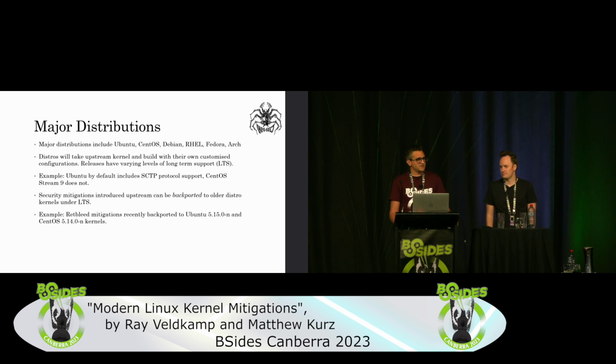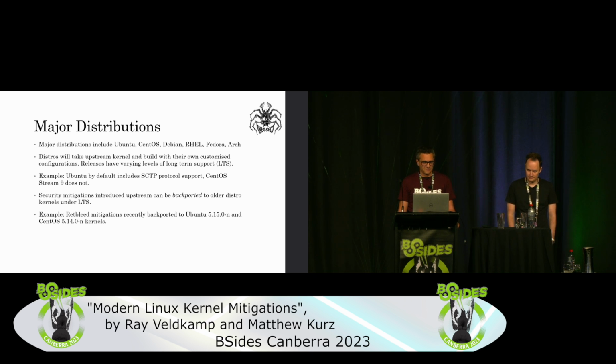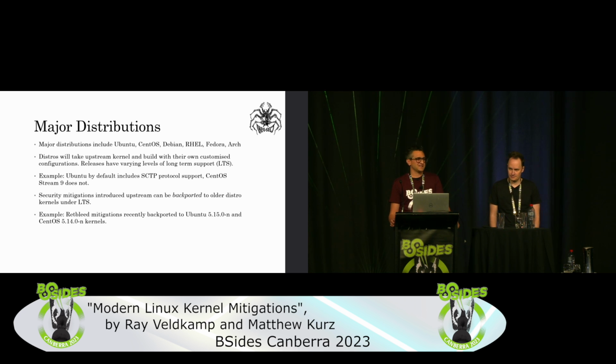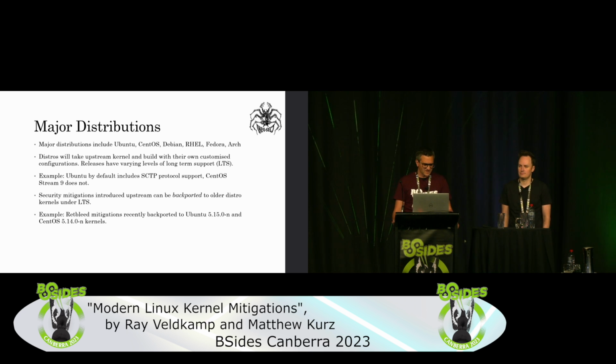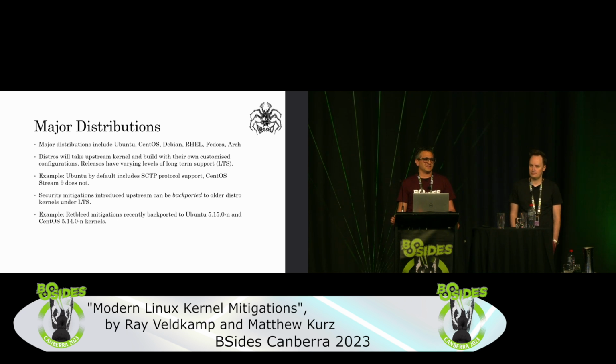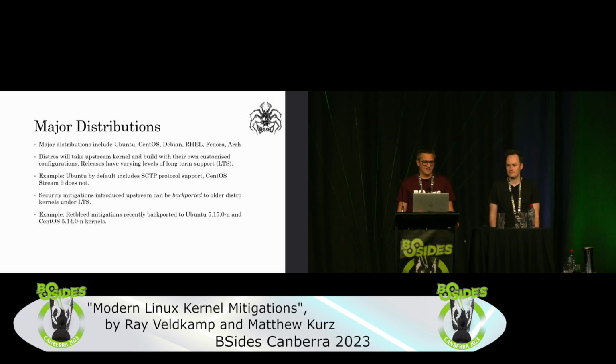So major Linux distributions, you'd have all heard of them, like Ubuntu, CentOS, Debian, Arch. There's hundreds of others, obscure operating systems out there, but they're usually derivatives of one of these OSs. Each distro will essentially fork the kernel. They'll take a version of the upstream kernel, and then they'll build it with their own customized configurations.